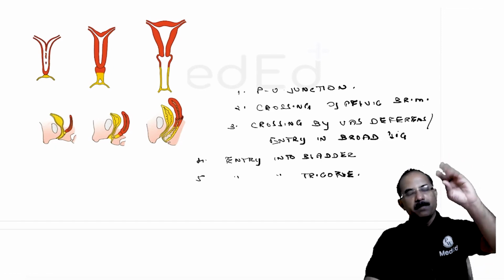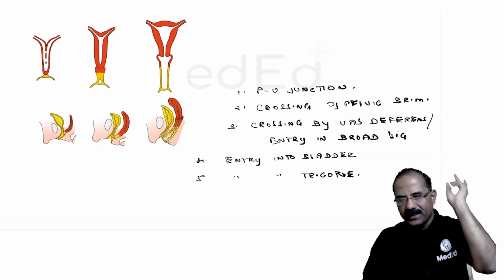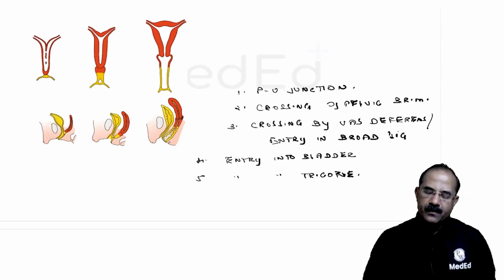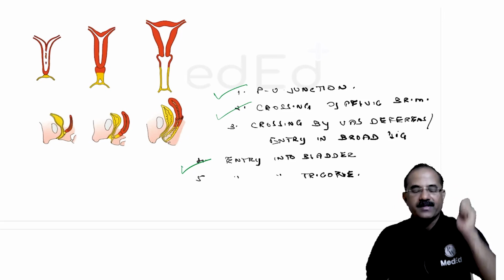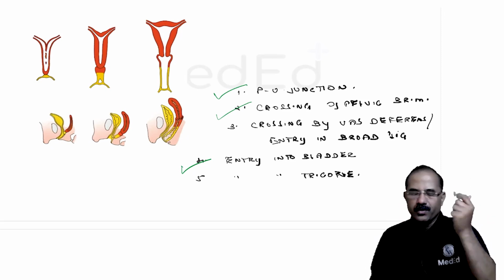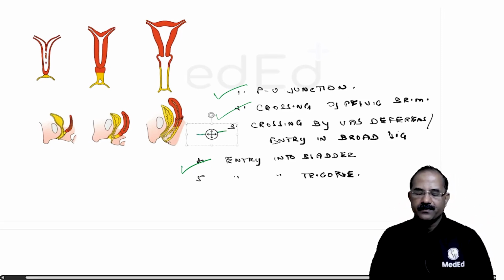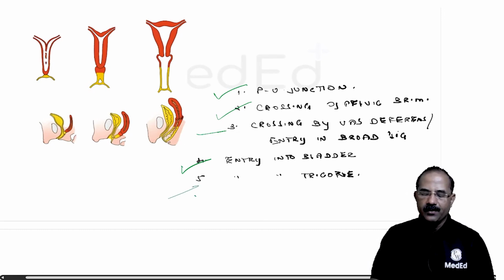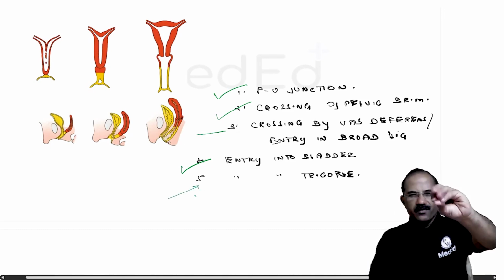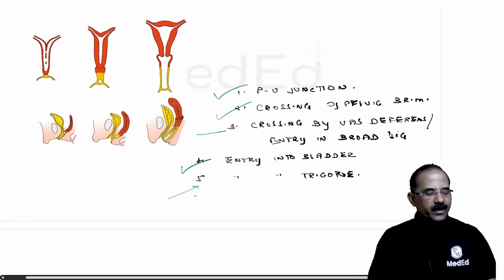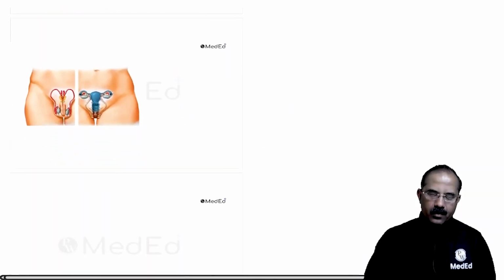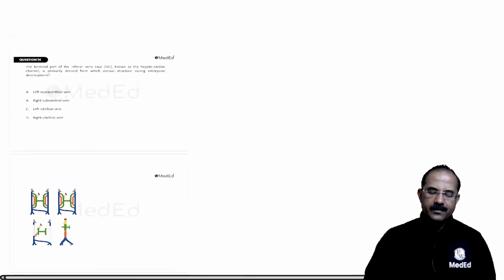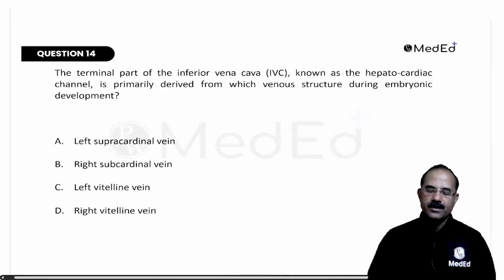See, surgically there are 5 constrictions. Anatomically there are only 3 constrictions. How many anatomical constrictions? Pelvic junction, crossing of the pelvic brim, entry into the bladder. These are 3 normal anatomical constrictions. But surgically there are 2 more. One is crossing by the vas deferens or entry into the broad ligament, and entry into the trigone. So in total we take 5 constrictions of the ureters. Okay, children? 5 constrictions of the ureters. Okay, chalo. We'll go to the next slide. We'll go to the next MCQ.